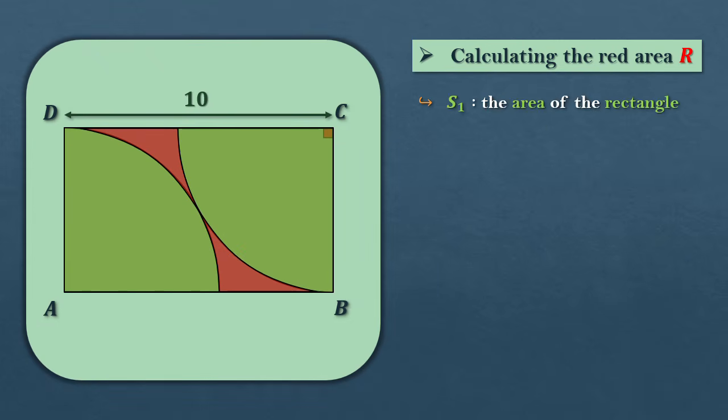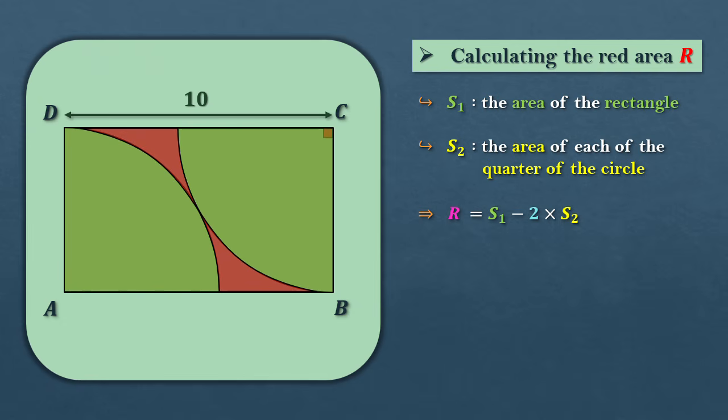Let S1 be the area of the rectangle ABCD. Let S2 be the area of each quarter circle. The area R of the red region would be equal to S1 minus 2 times S2. Let X be the width of the rectangle. This width X is also the radius of each quarter circle. Thus, S1 is equal to 10 multiplied by X.